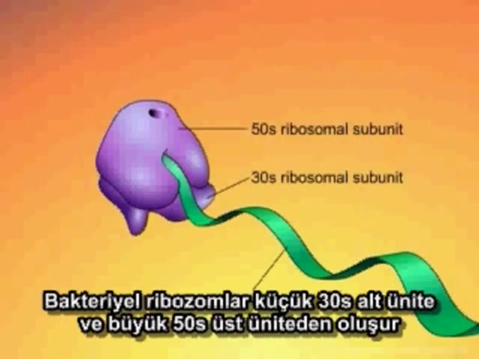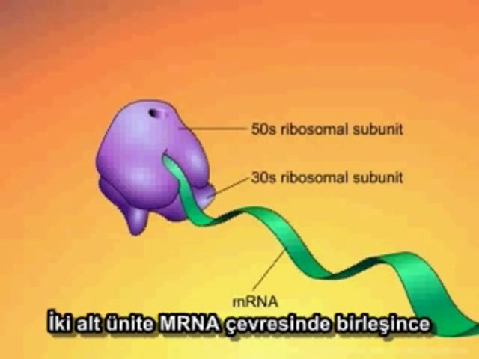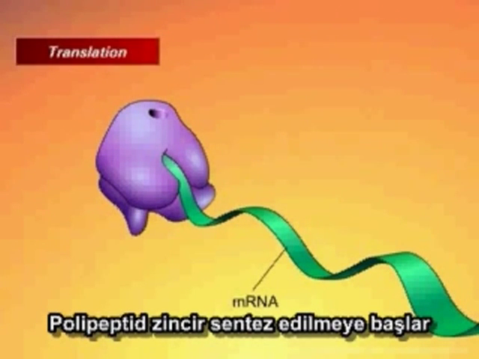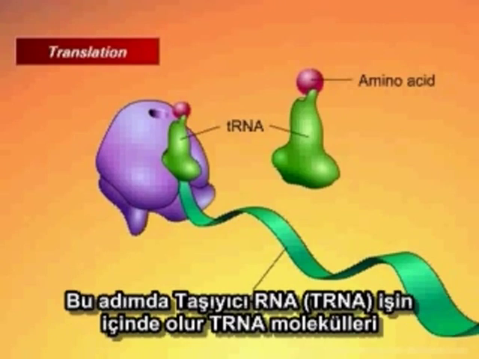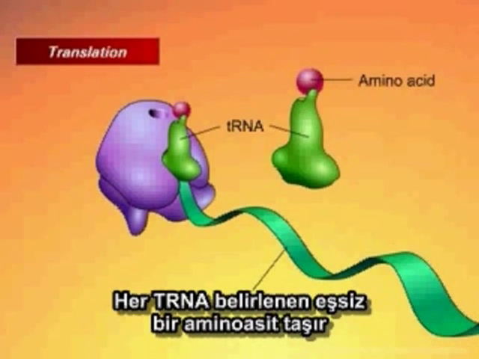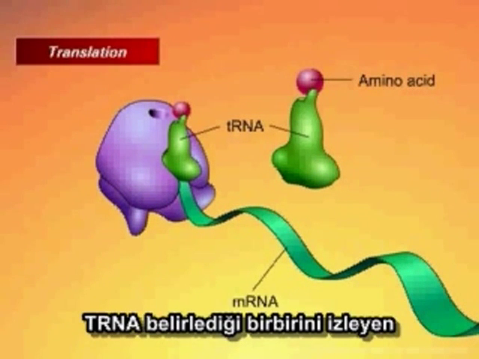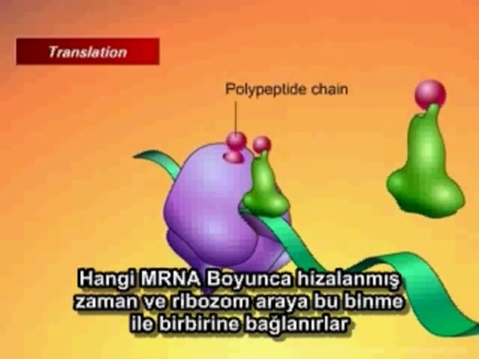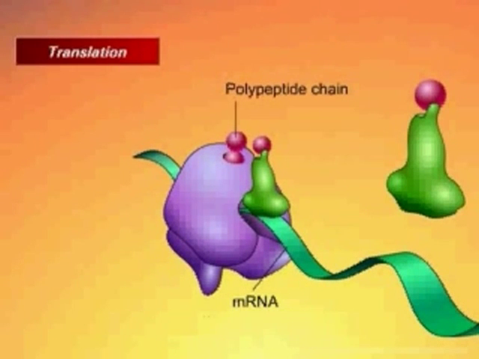ribosomes. Bacterial ribosomes are made of a small 30S and a large 50S subunit. After the 2 subunits join together around the strand of mRNA, synthesis of the polypeptide chain begins. This step involves the aligning of transfer RNA, tRNA molecules, in sequence along the mRNA. Each tRNA carries a unique amino acid determined by the sequence of the tRNA, which, when aligned along the mRNA and ribosome, join together to form the polypeptide chain. This step is known as translation.